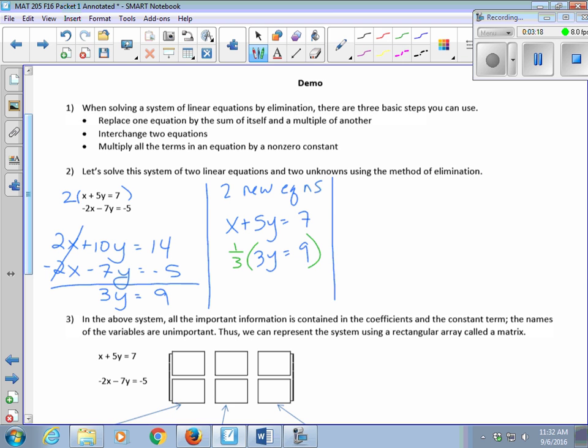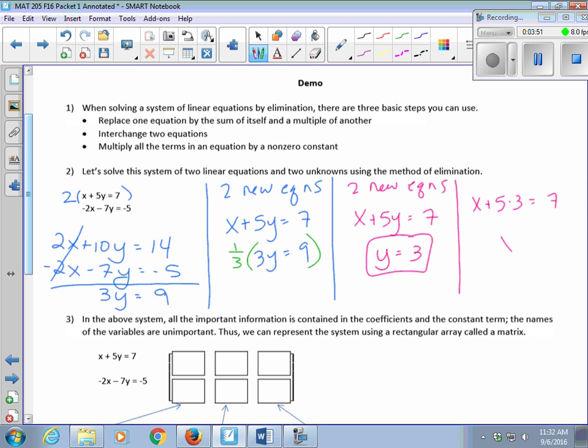So now I'm going to have two new equations again. The first one doesn't change: x plus 5y equals 7. And this one is going to be y equals 3. I can replace an equation with a multiple of itself. And then last, I can back substitute, right? I'm halfway done solving. I know y equals 3. Back substitute in the other equation. x plus 5 times 3 is 7, and you get x equals -8.